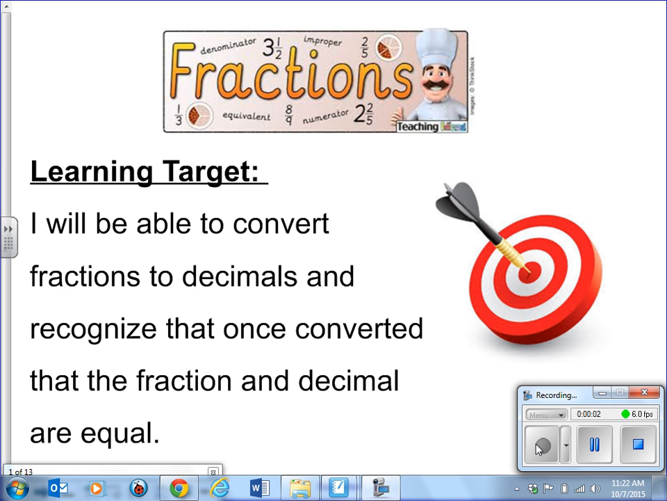Welcome to the video on converting fractions to decimals. At the end of this video, you should be able to say, I will be able to convert fractions to decimals and recognize that once converted, fractions and decimals are equal.